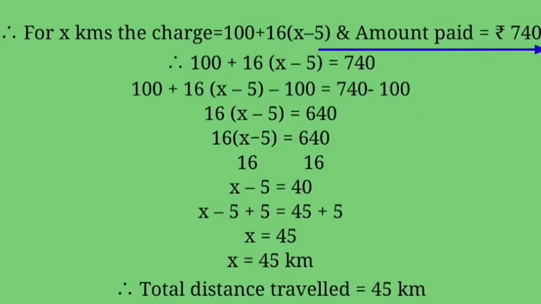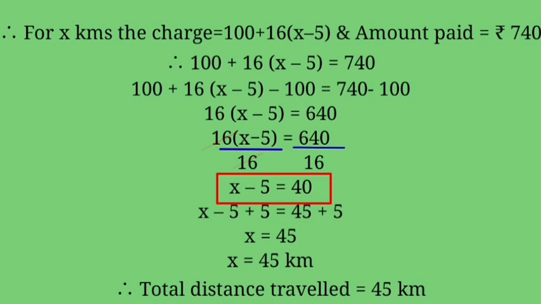And the amount paid is rupees 740. Therefore, 100 plus 16 into x minus 5 is equal to 740. By subtracting 100 and dividing by 16 on both the sides, we get x minus 5 is equal to 40. On simplifying further, we get x is equal to 45. So the total distance is equal to 45 km.